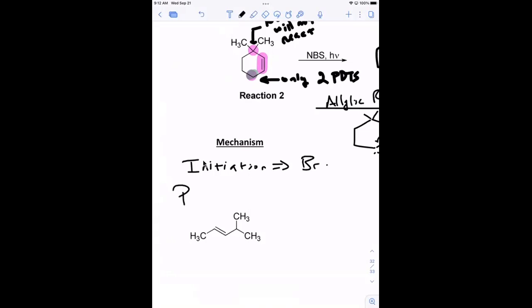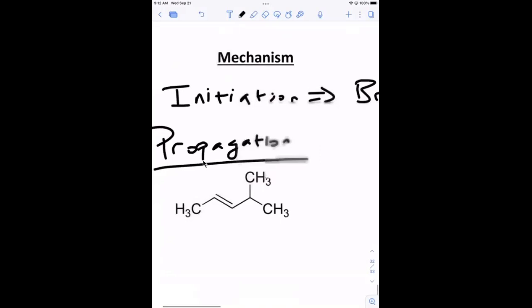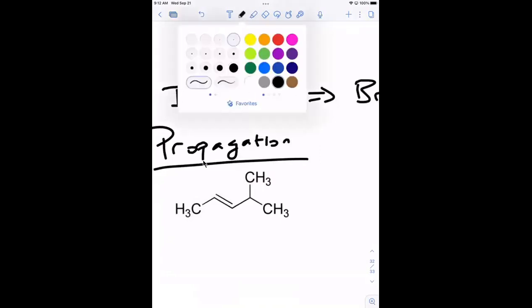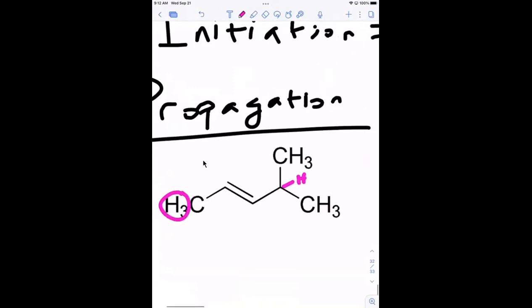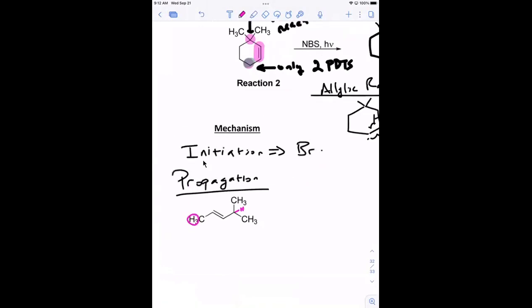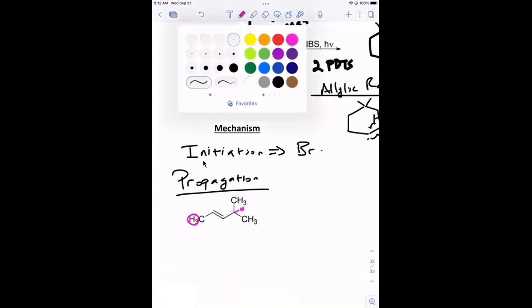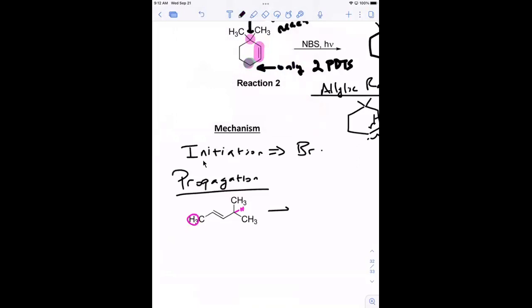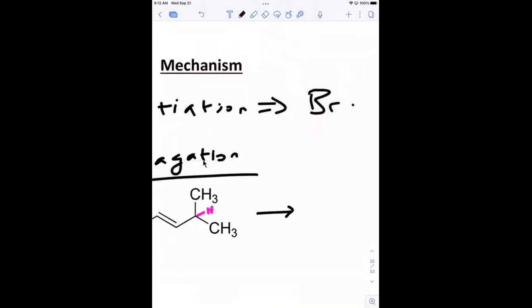And then in the propagation step, we've got an allylic site here, and one of these hydrogens. Which one do you want to start with? It's up to you. The tertiary site. Yes. All right, let's do that.